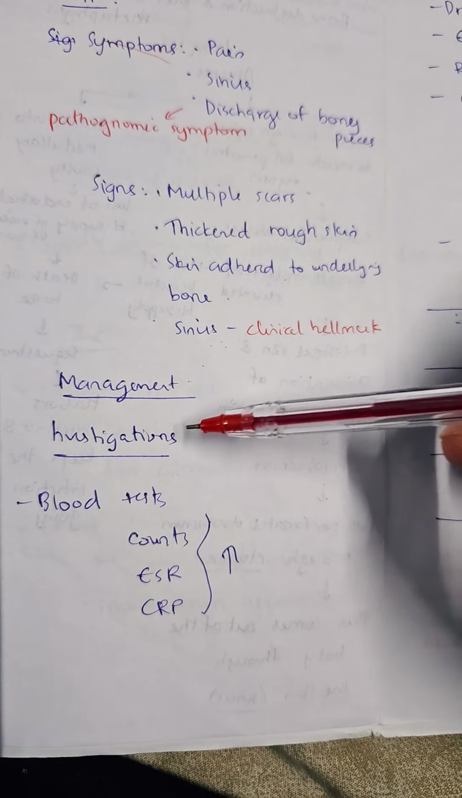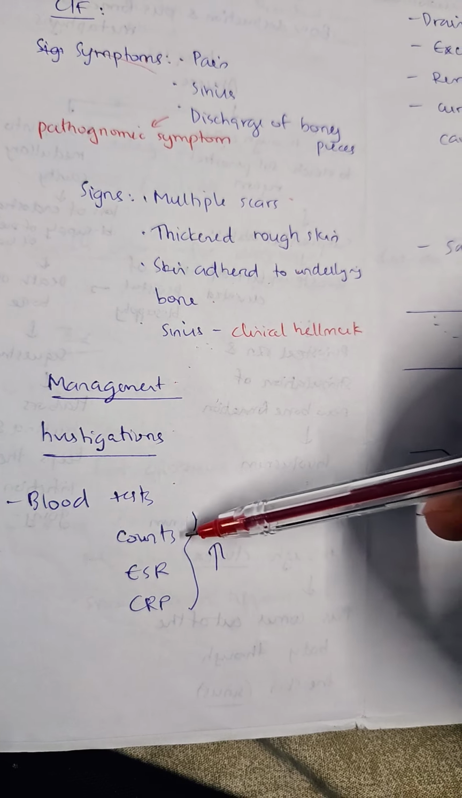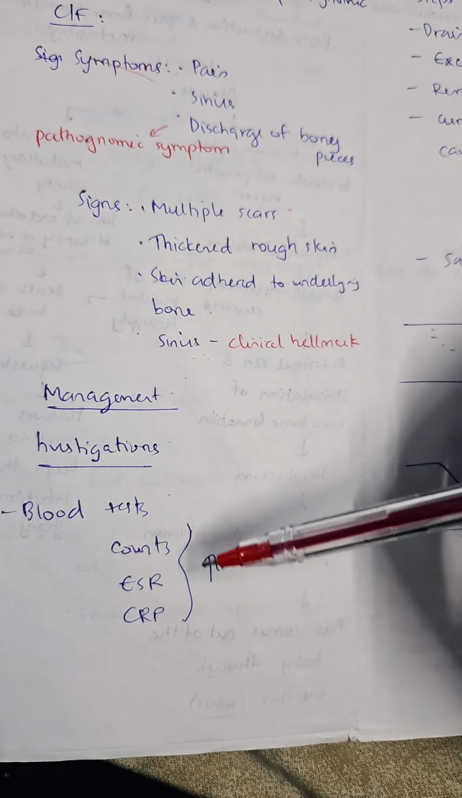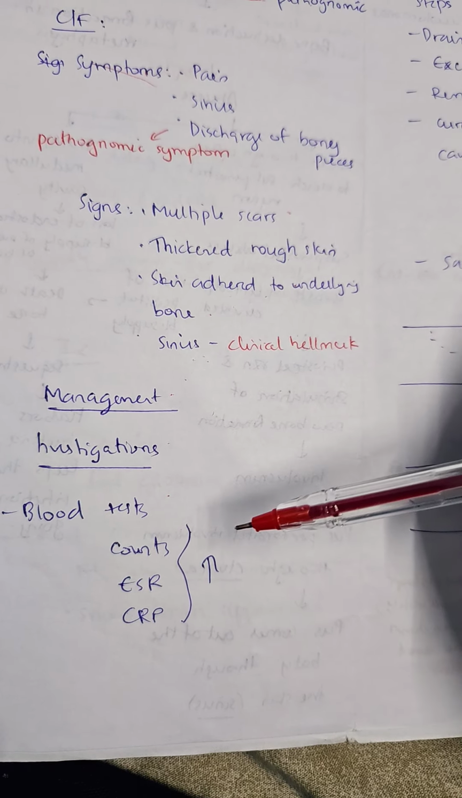Coming to the management, investigations include blood tests where you have to do total count, differential count, ESR, CRP, which all will be elevated. Neutrophilic infiltration, neutrophilic leukocytosis, indicates that it is a bacterial infection.